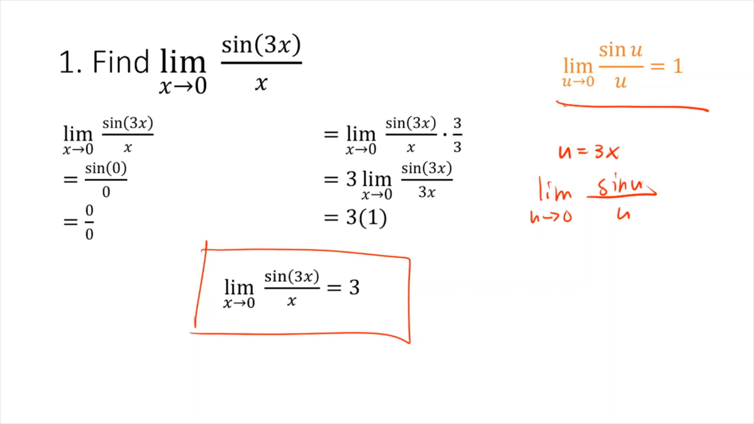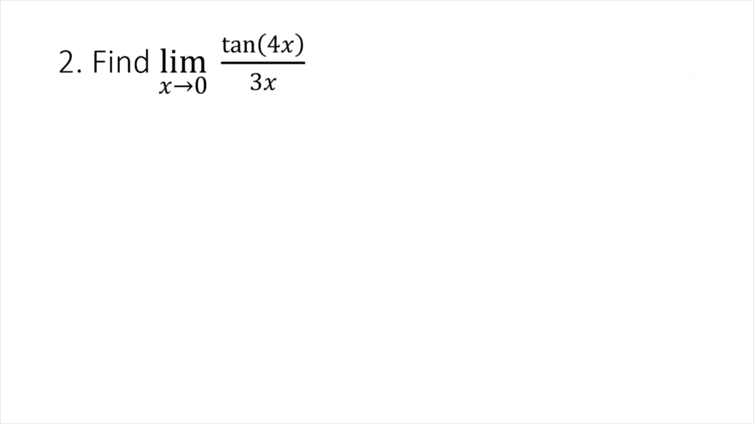Next, let's find the limit of tangent of 4x over 3x as x approaches 0. So this is the given. Applying direct substitution, we get tangent of 0 over 3 times 0. Tangent of 0 is 0, right? Tangent of 0 is equivalent to sine of 0 over cosine of 0, where sine of 0 is 0, cosine of 0 is 1, so 0 divided by 1 is 0. That's the numerator. For the denominator, we have 3 times 0, that's obviously equal to 0. So we have an indeterminate form.